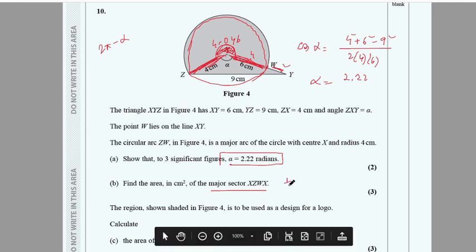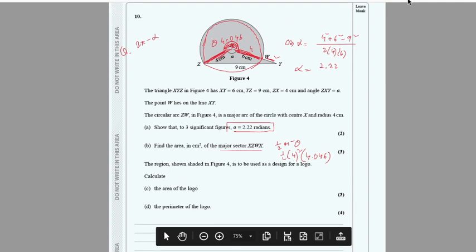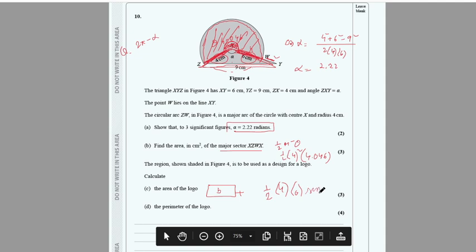So you need the major area, so half r squared theta. Radius is 4 and theta is this one. We need to find the area of this logo, so we just calculated the major sector, right? So to find the total area, you just need to find the area of this triangle and then add them. So the area of this sector that we calculated in part B plus half AB sine theta, 4, 6 sine theta. Perimeter of the logo.